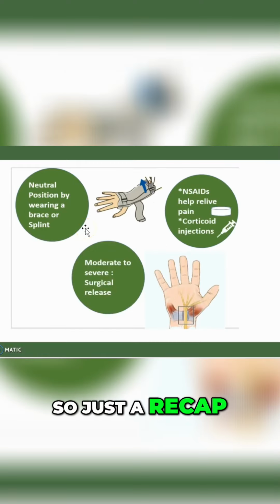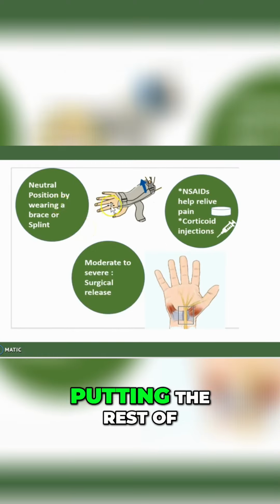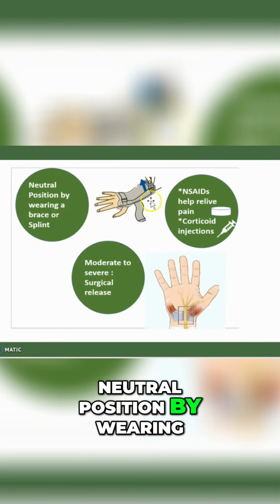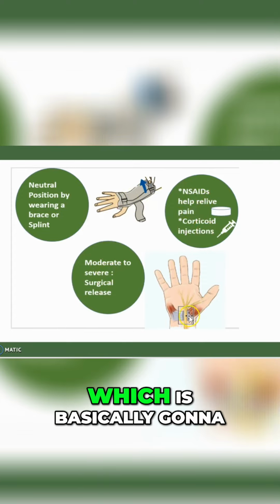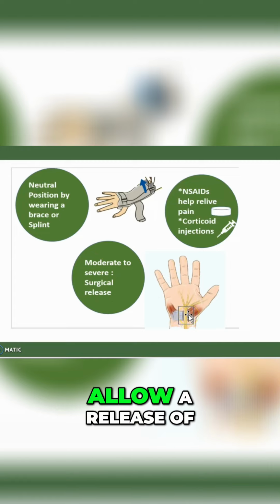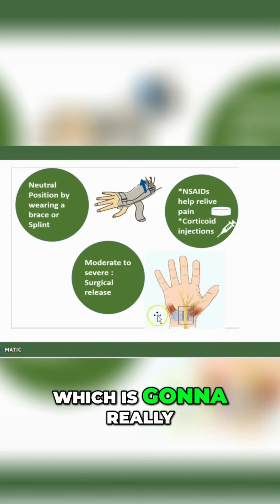So just a recap of the treatment: you want to start by putting the wrist of the hand in a neutral position by wearing a brace or splint. If you need to take it a step further, if it is moderate to severe, you're going to want surgical release, which is basically going to allow a release of the tendon, which is going to really help it relax.